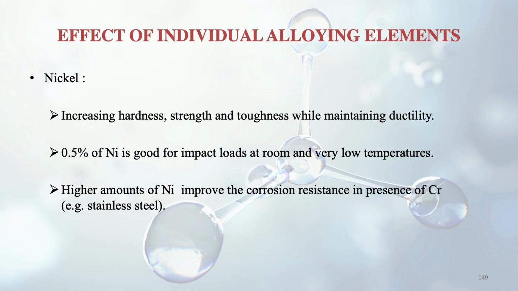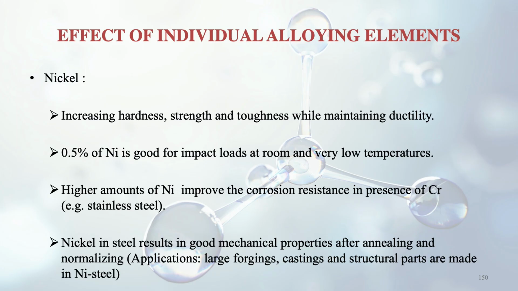Higher amounts of nickel will improve the corrosion resistance also, but in the presence of chromium. So when we want to reduce the corrosion when we are adding nickel, we need chromium also. It acts like its brother. Like, for example, in a stainless steel.